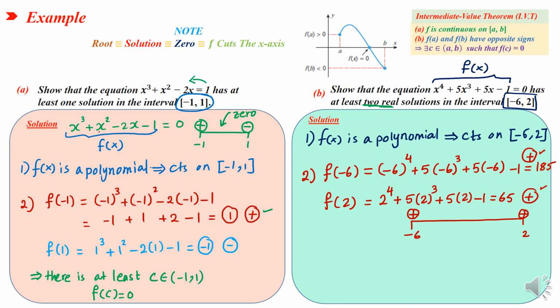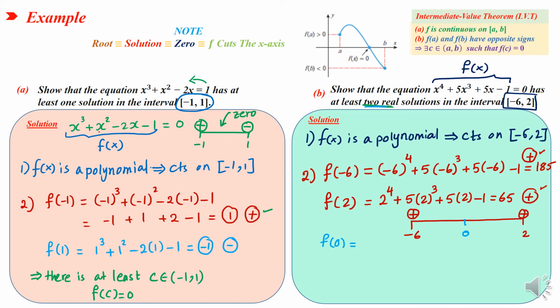Now you have to prove that there are two real solutions in this question. So what to do to start the proof? You have to pick a point x inside the interval you have. Let's say pick 0, because 0 is in the interval from negative 6 to 2. So we split the interval into two sub-intervals, the first one from negative 6 to 0 and the second one from 0 to 2, and you have to check what is f of 0.